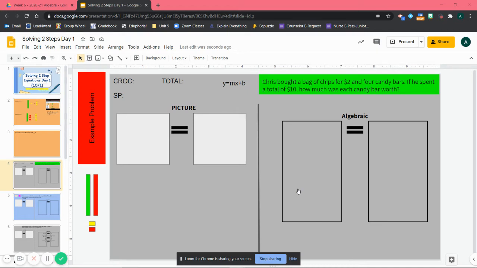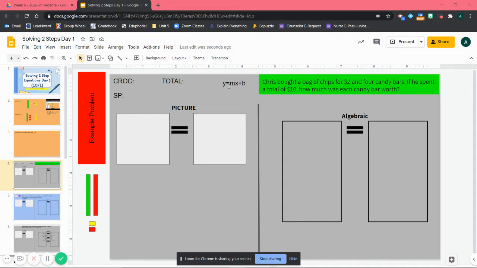This video is going to be showing you how to work through the example problems and how to use the algebra tiles to help you solve a two-step equation. So we've been working with this equation y equals mx plus b, and we're going to continue working on that equation, but we're going to add another piece besides the constant rate of change and the starting point.